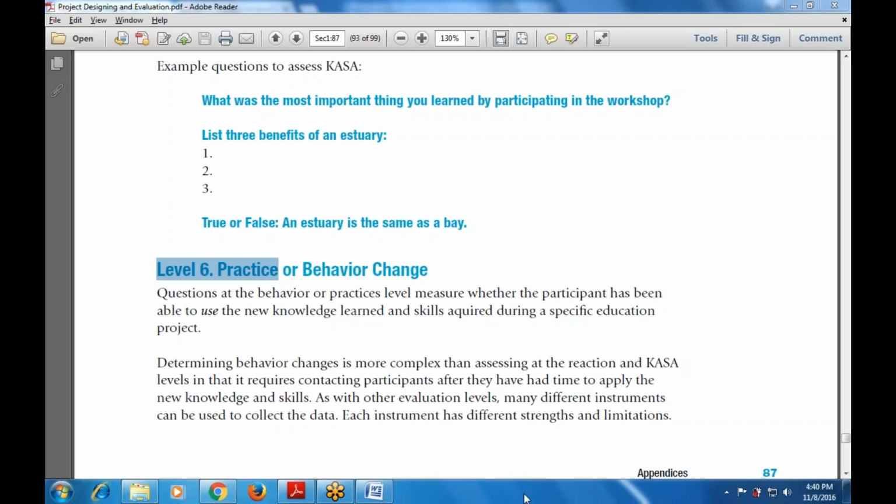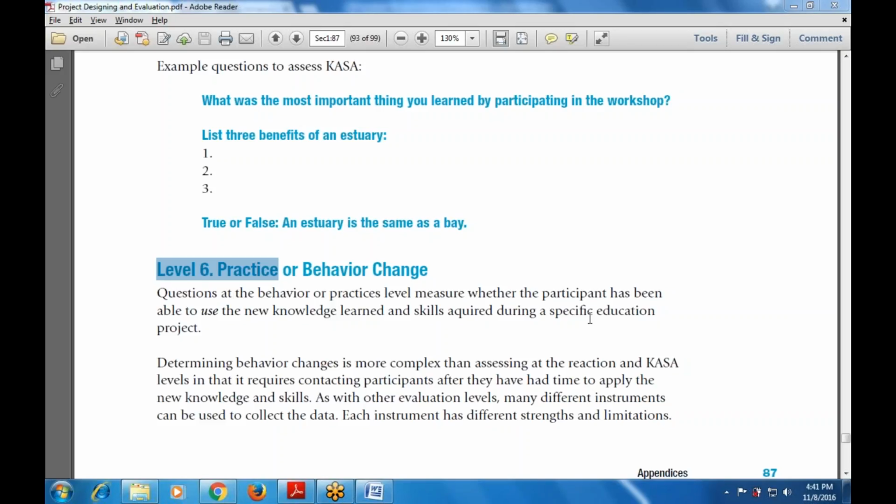The questions used at the behavior or practices level also measure whether the participant has been able to use the new knowledge and skills required during a specific education project. Determining behavior change is also more complex than assessing the reaction and KASA levels, in that it requires contacting participants after they have had time to apply the new knowledge and skills.